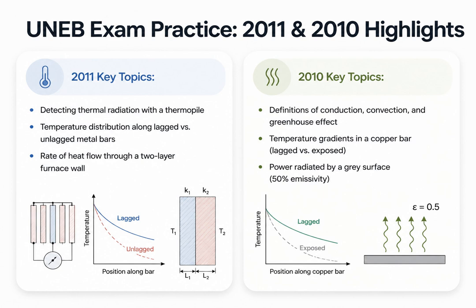In 2011 and 2010, the focus shifted slightly towards temperature distribution and radiation detection. The 2011 exam asked for a description of a thermopile and required students to explain the temperature distribution along perfectly lagged versus unlagged metal bars. It also featured a calculation for heat flow through a 2-layer furnace wall. The 2010 paper tested basic definitions of conduction, convection, and the greenhouse effect, and included a calculation for the power radiated by a gray surface that emits only 50% of the radiation of a perfect black body.